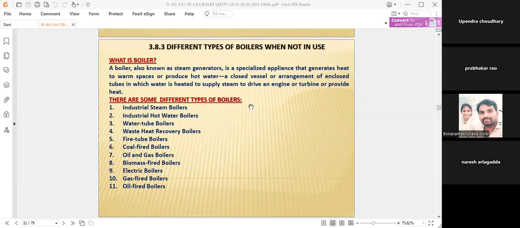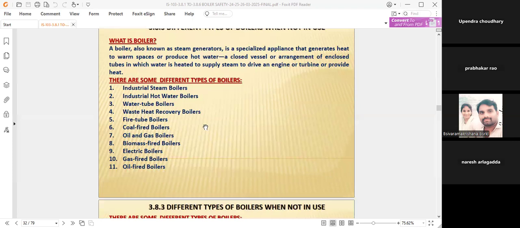Before going to the types of boilers, what are some important different types of boilers? There are many boilers and many applications, but not limited to those, out of which we can note industrial steam boilers, industrial hot water boilers, water tube boilers, waste heat recovery boilers, and fire tube boilers, coal-fired boilers, oil and gas boilers, biomass-fired boilers, electric boilers, and gas-fired boilers, as well as oil-fired boilers also. These are some different types of boilers.